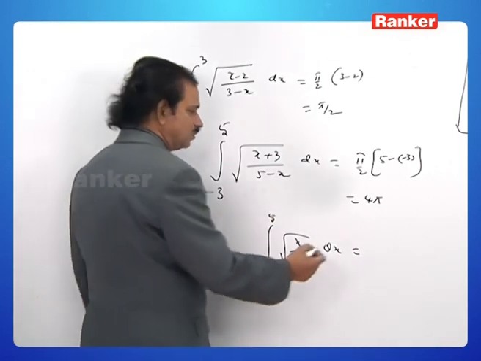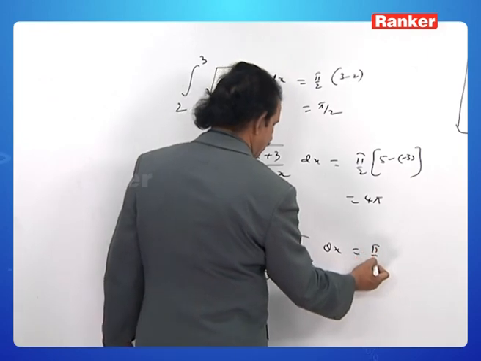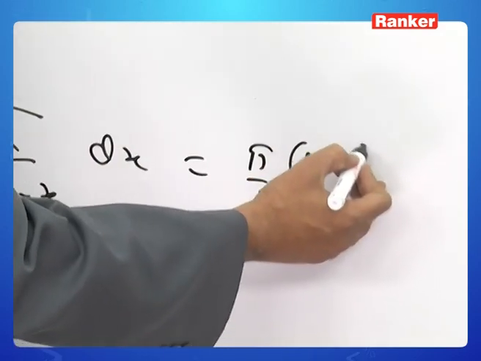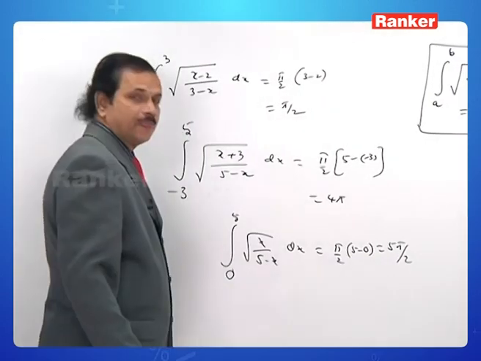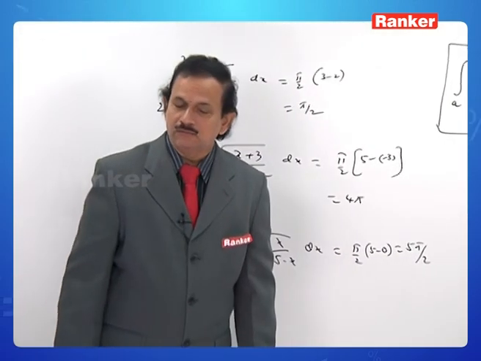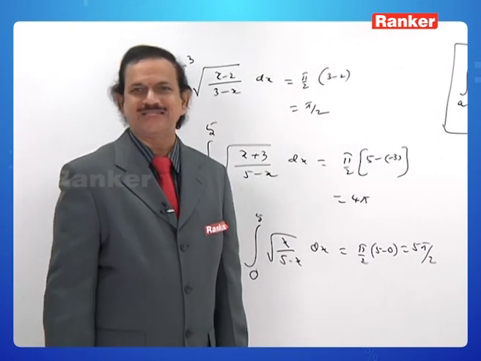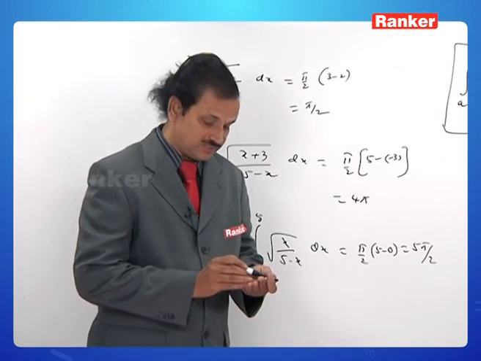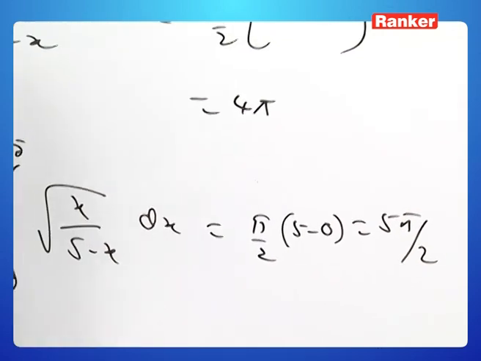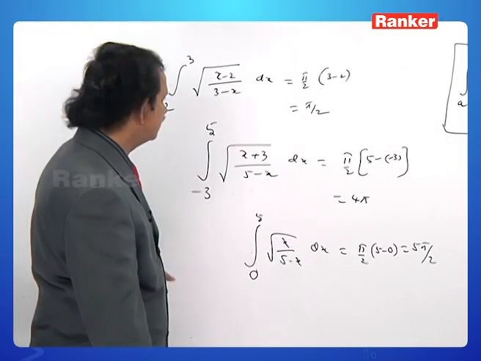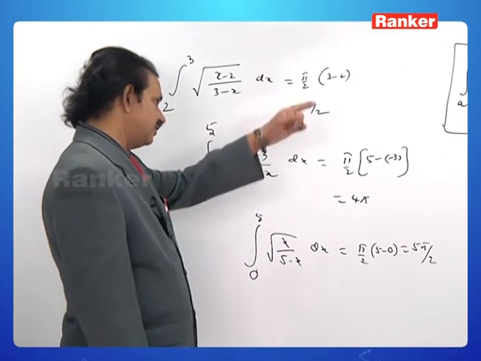Come on, imagine what is the answer? Pi by 2 into (b minus a). That is 5 pi by 2. The only thing is, you must be able to notice that it is in the standard form. Yes. If you can do that, you can read the answer on the spot within 5 seconds. This is the nature of that formula.